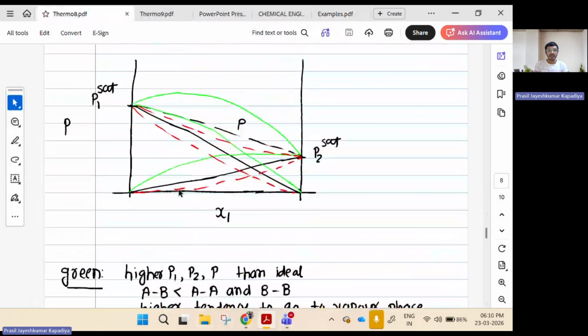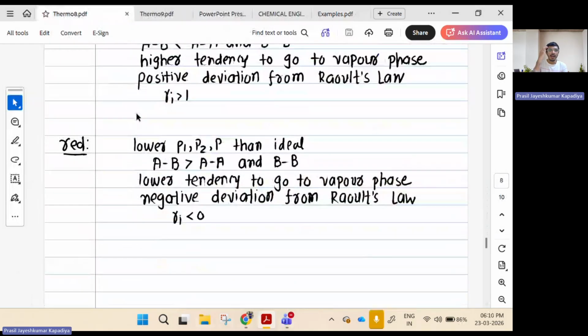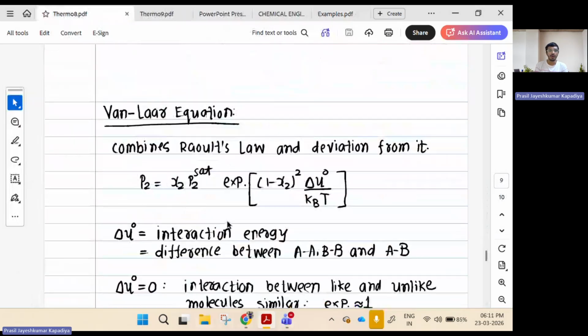In the other case, this is the second case, lower P1, P2, and P than ideal conditions. So lower pressure means it has a lower tendency to go into the vapor phase. So what does this mean? Lower tendency means that after forming the solution, they are more tightly bound. So AB interactions are more than AA and BB interactions, and this is called negative deviation from Raoult's law. In this case, gamma i is less than 1, not less than 0. This is a mistake. It is less than 1.